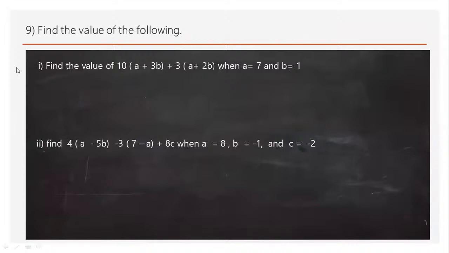Find the value of the following. Find the value of 10. 10a plus 3b plus 3a plus 2b, when a equals 7, b equals 1. 10a plus 3b plus 3a plus 2b. 10, a value is 7, plus 3 times b, which is 1, plus 3, a value is 7, plus 2 times 1.